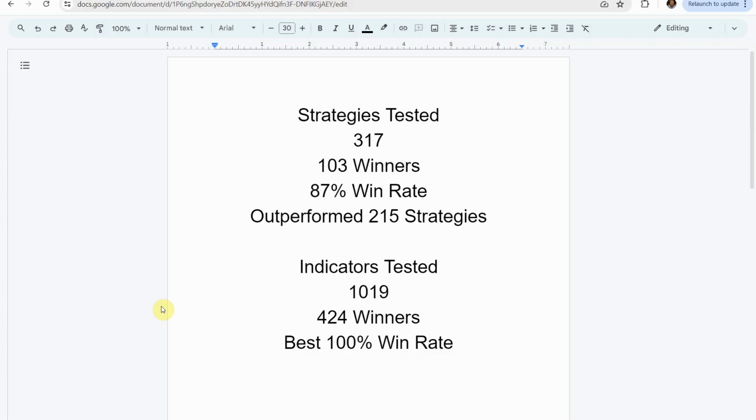Alright, as I said, today we will be testing a Forex scalping strategy. Before we do though, I wanted to put the testing scoreboard up for everyone to see. So to date, we have tested a total of 317 different strategies, with 103 of them being winners. The best one so far was able to achieve an 87% win rate. That was achieved using the Academy of Forex indicator. And so far, since we've been keeping track, it has outperformed 215 of the other strategies that we have put it up against, every single one so far. We've also tested a total of 1,019 indicators, with 424 of them being winners.